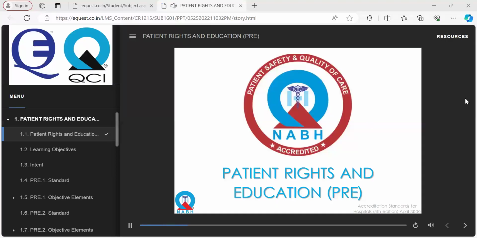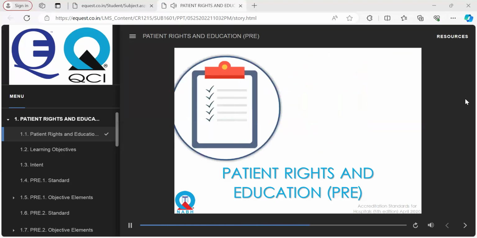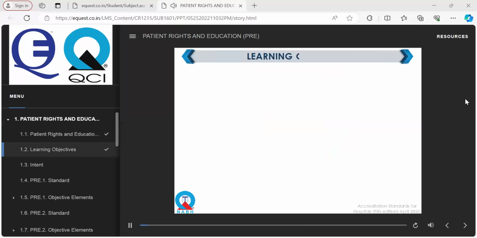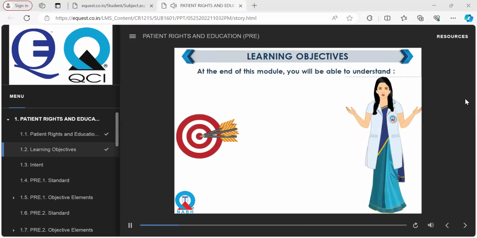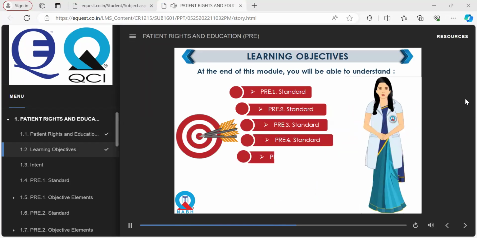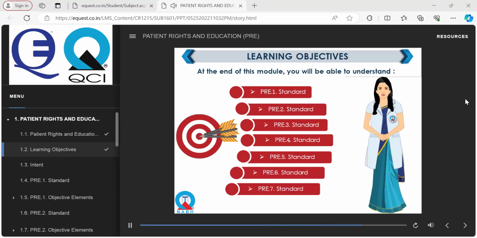Welcome to the 12th module of the Program on Implementation of NABH Hospital Standards, that is, Patient Rights and Education, where we shall talk about the 8 standards of PRE and their 53 objective elements. At the end of this module, you will be able to understand PRE 1 standard, PRE 2 standard, PRE 3 standard, PRE 4 standard, PRE 5 standard, PRE 6 standard, PRE 7 standard, PRE 8 standard.